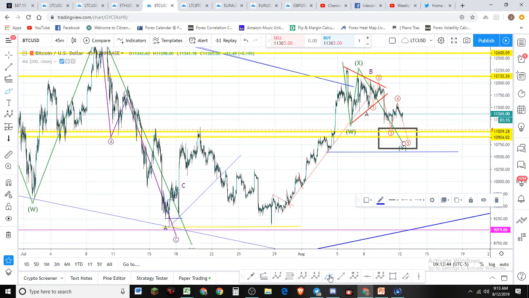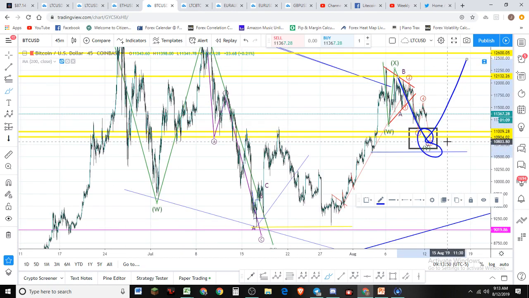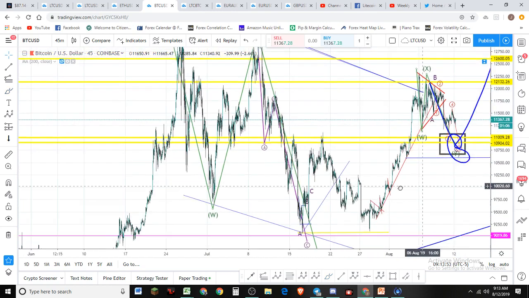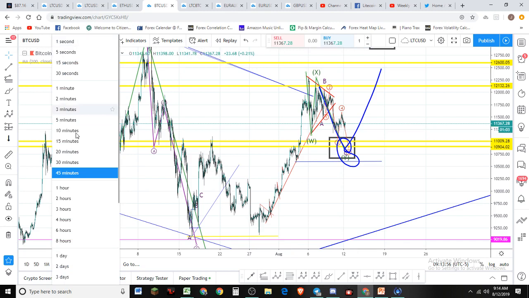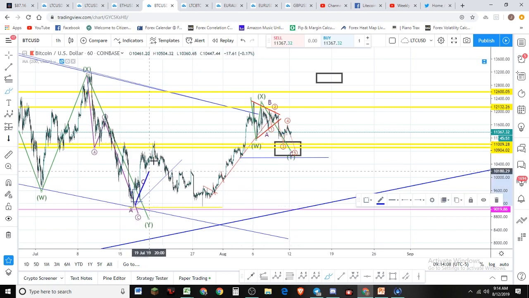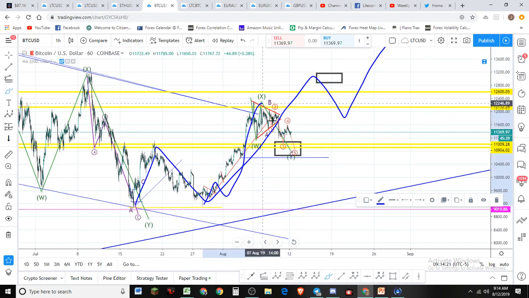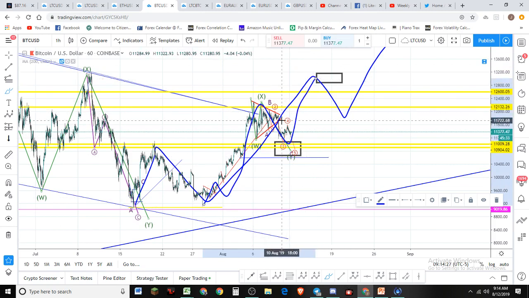I'm anticipating that we're going to get what I just drew, that we're coming down to this box area, and then we're going to be shooting up there. That's my anticipation, but that's going to be the fifth wave of the third wave. So my count, let me get on the hourly and see if it crunches it up a little bit for me. There we go. My count is this. This is 1, 2, 3. Once we get up here, we're going to be coming down 4, 5. So this is actually 1, 2, 3, 4, 5 of the third wave. Those are the sub waves of the third wave. So that's how I'm counting it.